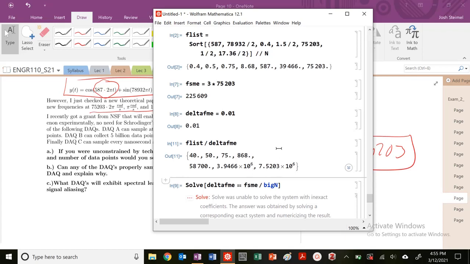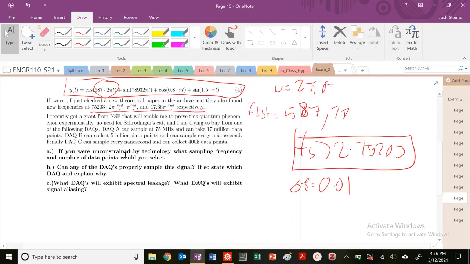So 1, 2, 3, 4, 5, 6. There's still the integer values of this up here. If these were non-integer values, so if this was 40.6, then I'd have something wrong. I'd get spectral leakage. That's kind of the issue here. I wouldn't be hitting those values. So those will work. And again, we've kind of covered that already in class.